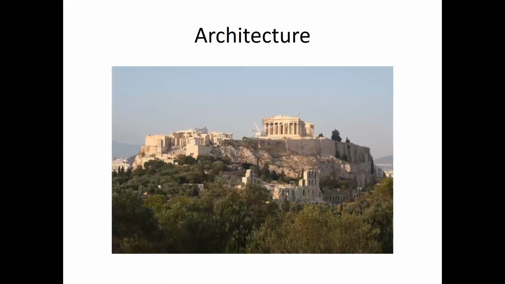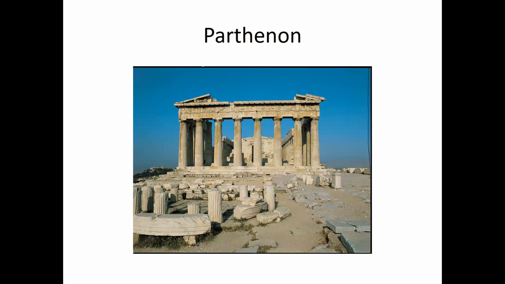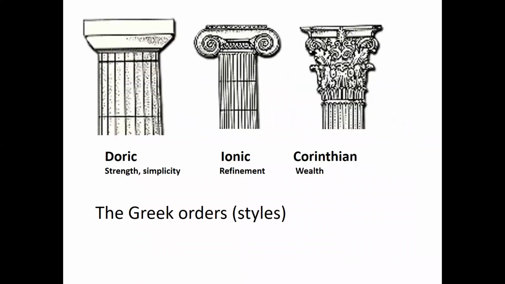Architecture. The Athenian Acropolis is a city built on a rocky hilltop in the 5th century BCE in Athens. The most famous building is the Parthenon, dedicated to the Greek goddess Athena. The Greeks had different orders or styles of architecture. Each symbolized different values. Doric represented strength and simplicity. Ionic represented refinement. Corinthian, which developed later in the Roman time, so it's not really Greek, represented wealth.